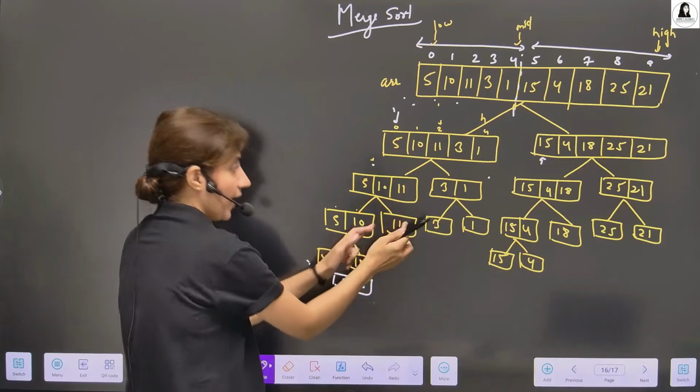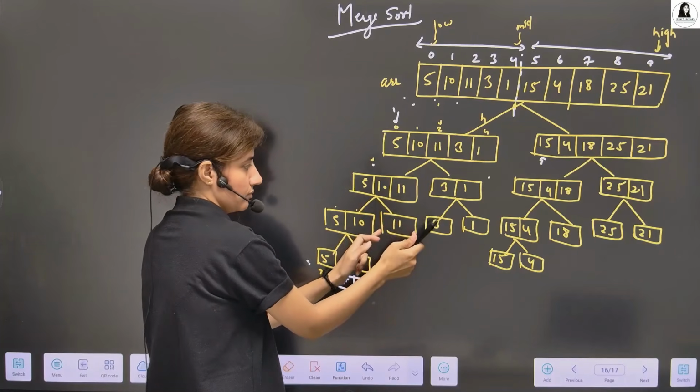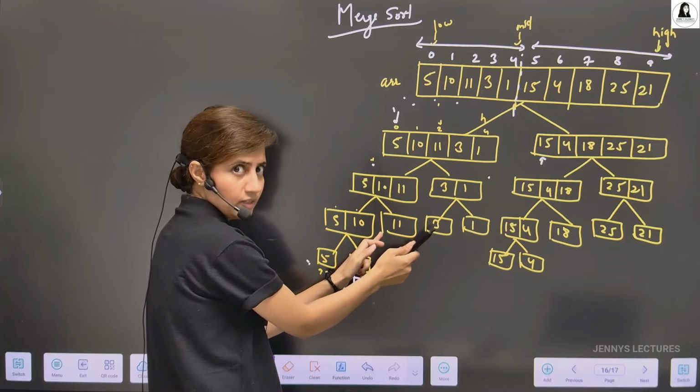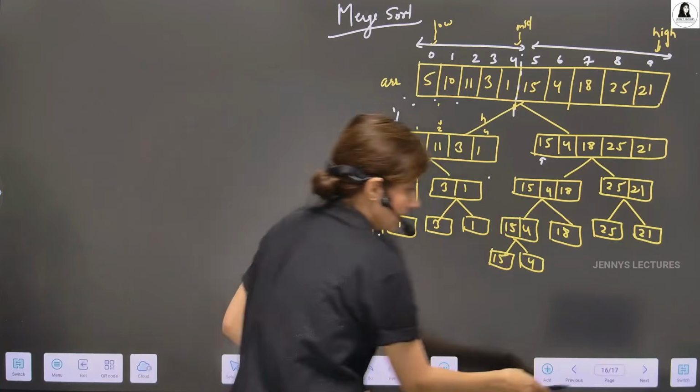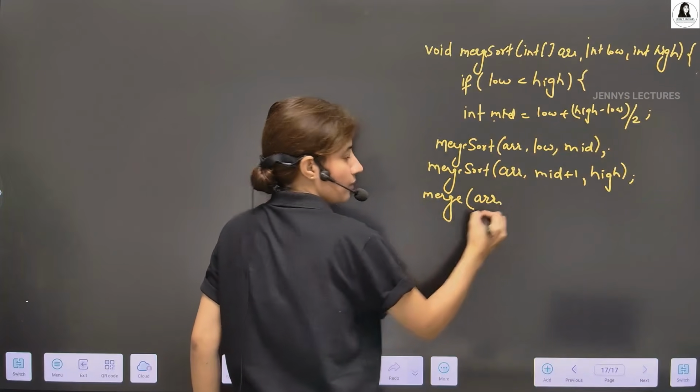So before moving back, you have to merge also. Then we move back. Then we 11. You can divide this? No. Then merge this and this, like this. So after dividing, merge. For merge, what you pass?